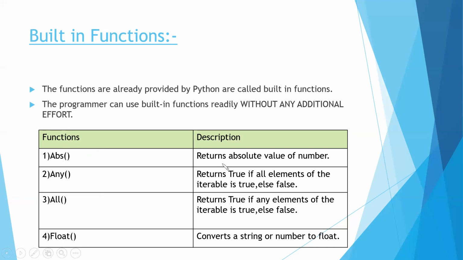The first one, abs. Absolute means the positive value of something. It will return that: if you pass a negative value, it will convert it to positive. We'll see the examples.